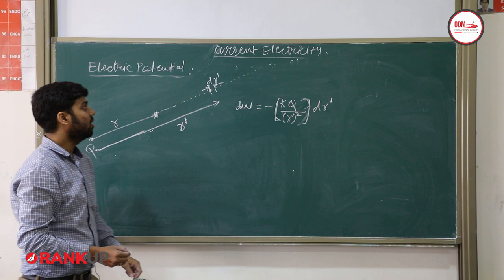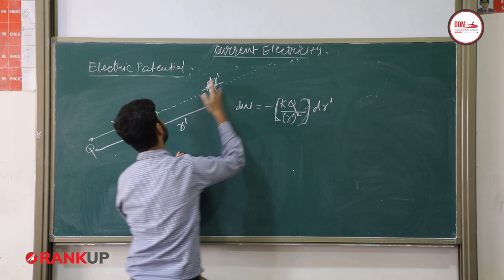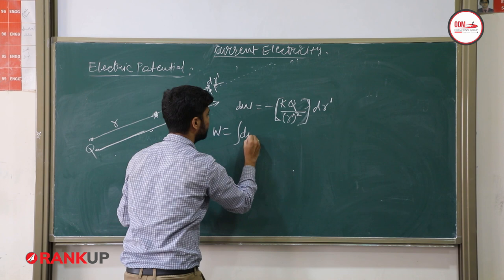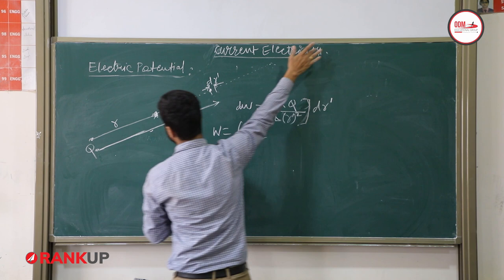Now this is the work done for the small displacement. We are coming from infinity to this point, so we have to add up these small works, and that addition is integration. So the total work done is equal to the integration of dW. From where to where are we coming? We are coming from infinity to r, because this distance is r.